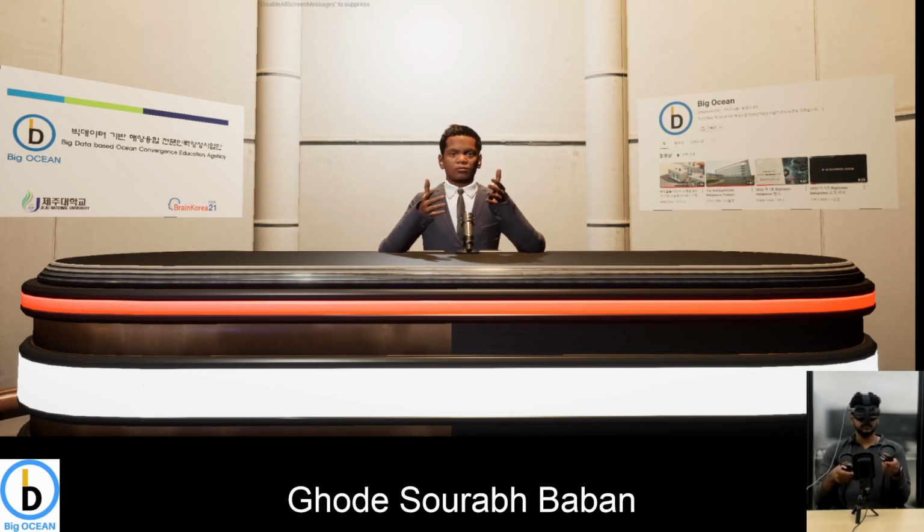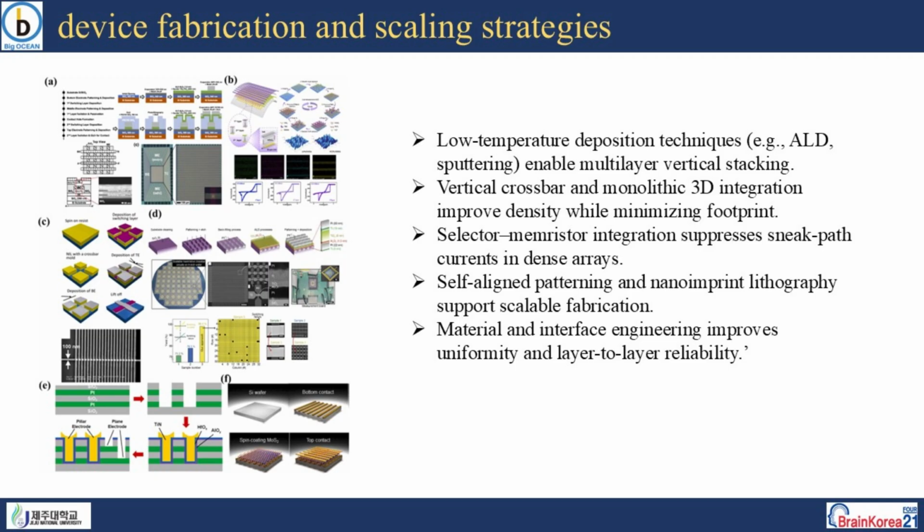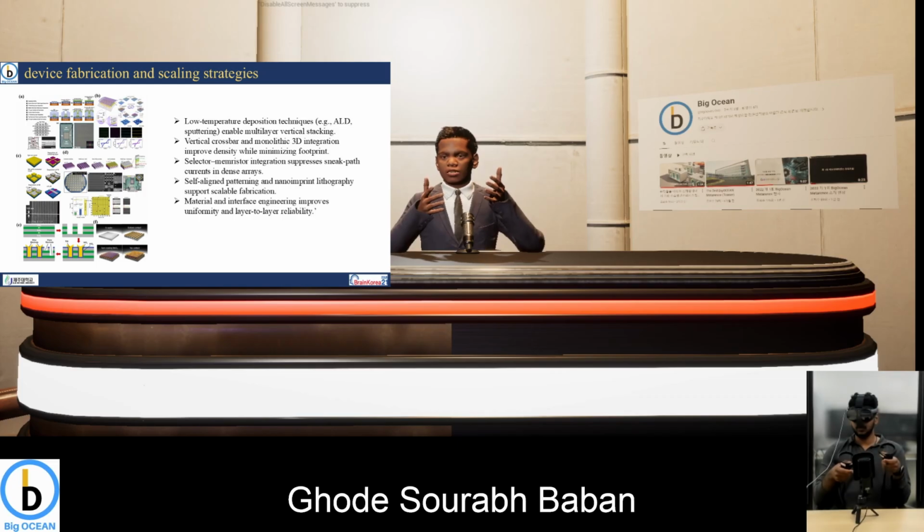So, to overcome these challenges, there are some good fabrication strategies we discussed in our review paper. First is low temperature deposition techniques, for example atomic layer deposition and sputtering, which enable multi-layer vertical stacking. Also, vertical crossbar and monolithic 3D integration improve the density while minimizing the footprint. Also, selector-memristor integration suppresses the sneak path current in dense arrays.